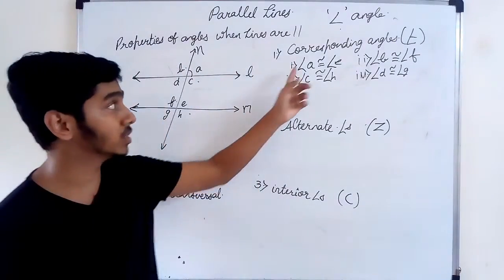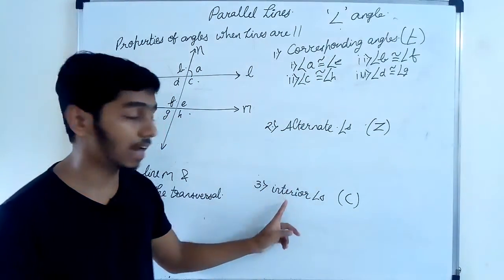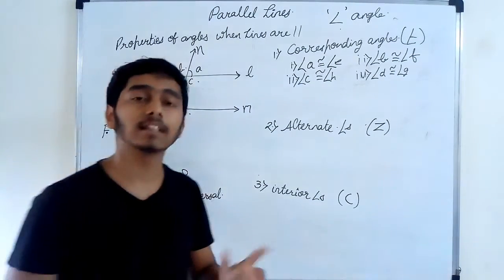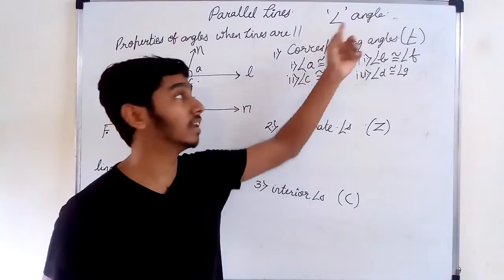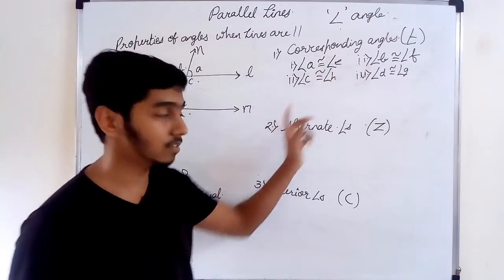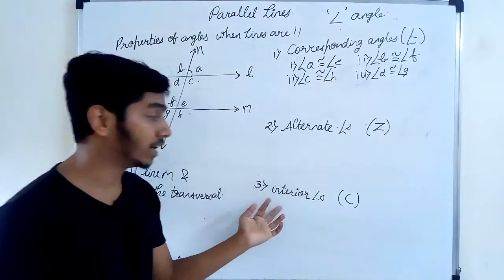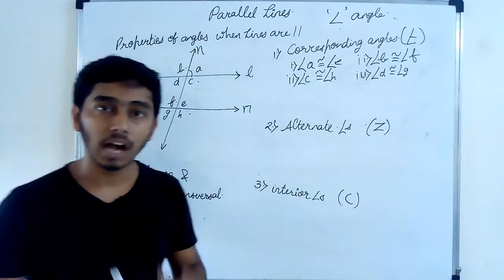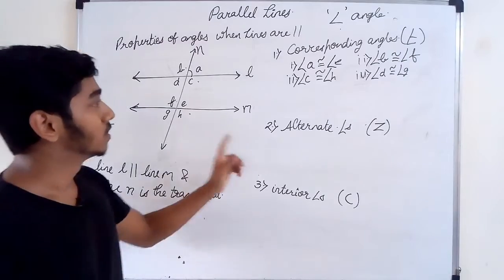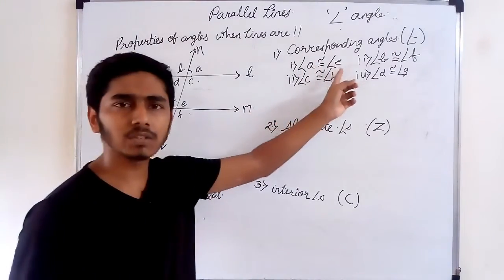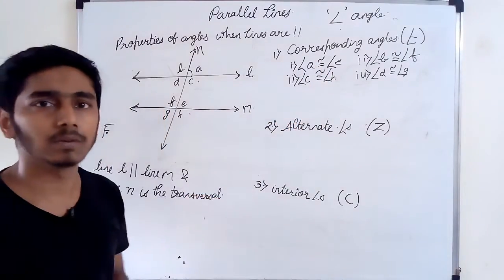So the theorems based on corresponding angles, alternate angles and interior angles, we will be taking in the next lecture. Here we are just understanding the relation between two corresponding angles, two alternate angles and two interior angles. I hope it is clear what we are learning in this video. There are theorems based on this which we will be taking in the next video itself.